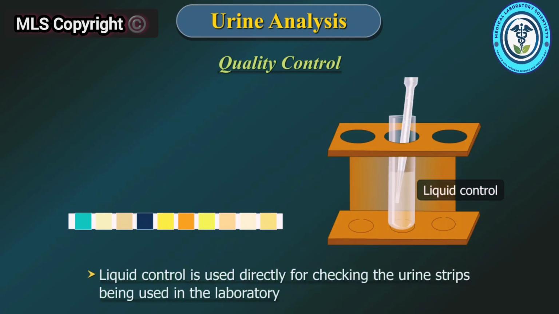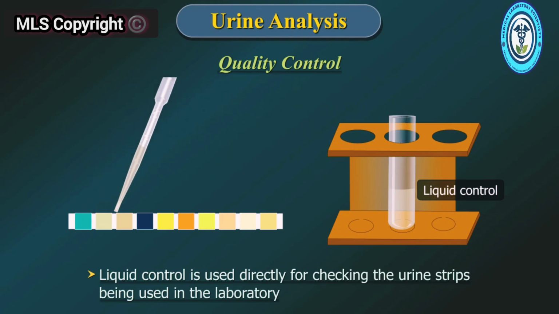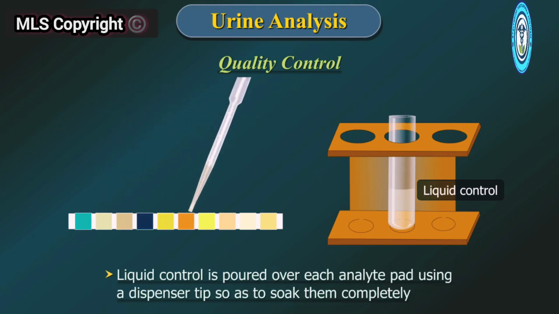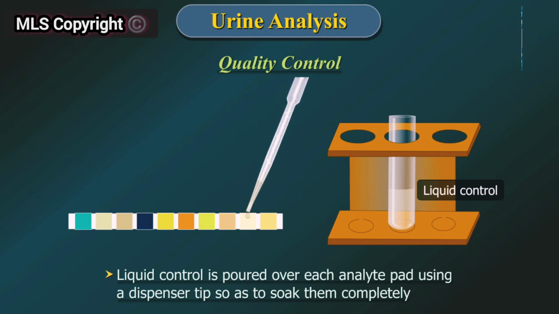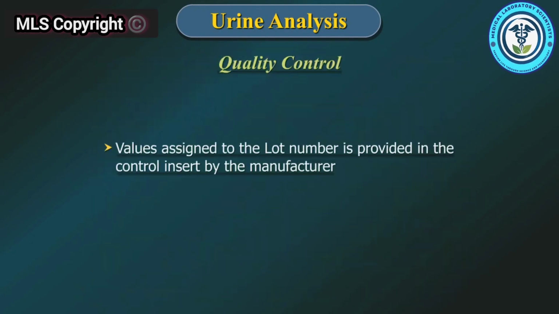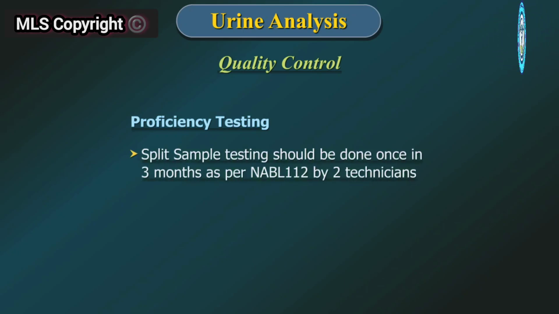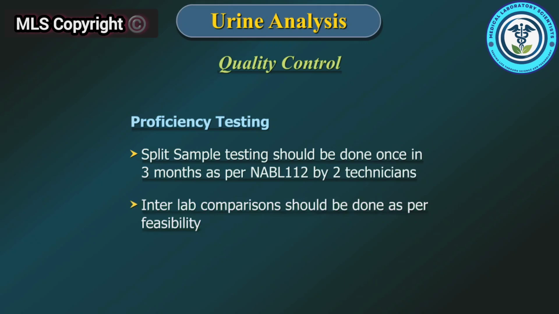Alternatively, the liquid control can be used directly for checking the urine strips being used in the laboratory. The liquid control is poured over each analyte pad using a dispenser tip so as to soak them completely. The color change is then compared with the chart and recorded. The values assigned to the lot number are provided in the control insert by the manufacturer. Proficiency testing. Split sample testing should be done once in 3 months by 2 technicians as per NABL 112. Inter-lab comparisons should be done as per feasibility.